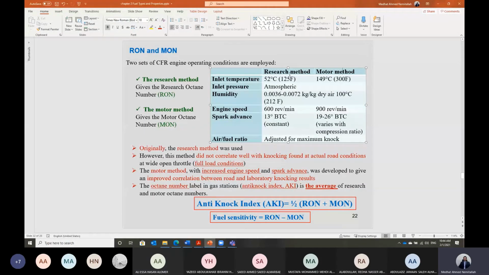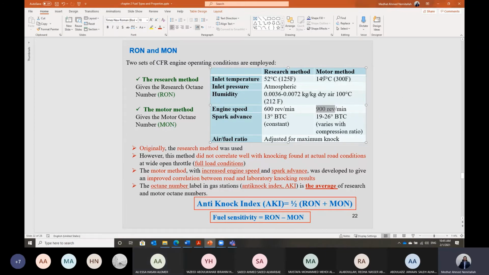Under this harsh condition, should it be what? It should be less in this case, because we have increased the possibility of the fuel to have self-ignition: advancing the spark, having higher intake air temperature, raising the RPM. All of this should result in earlier self-ignition and earlier knocking. So the motored octane number should be reduced as compared to the research octane number.